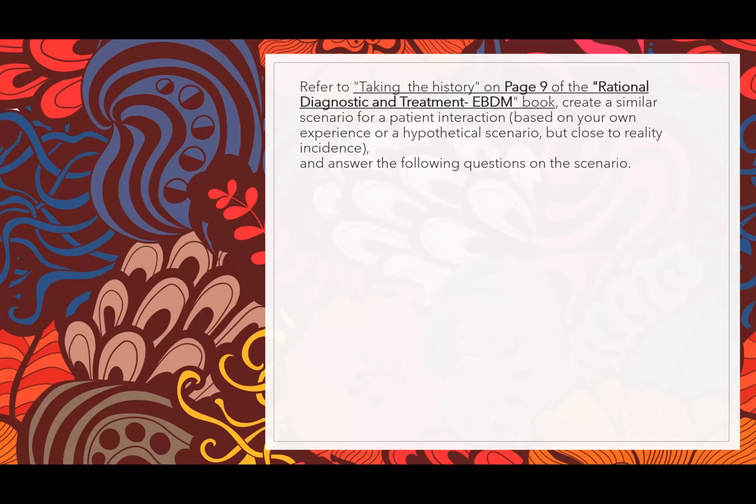In this discussion, we were to refer to taking the history on page 9 of the Rational Diagnostic and Treatment book, create a similar scenario for a patient interaction based on our own experience or a hypothetical scenario but close to reality incidents, and also answer the following questions in the scenario.